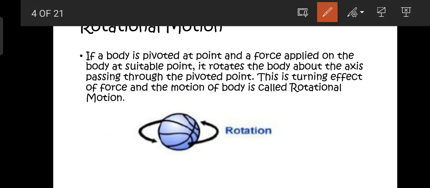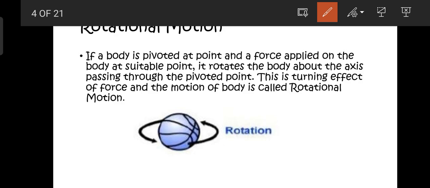Now rotational motion. If a body is pivoted at a point and a force is applied on the body at a suitable point, it rotates the body about the axis passing through the pivoted point. This is the turning effect of force, and the motion of the body is called rotational motion.